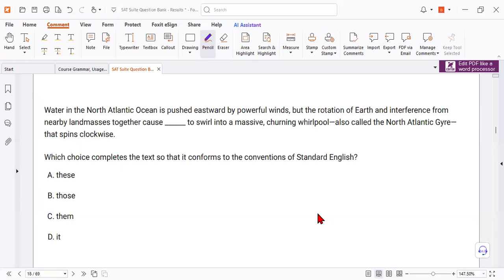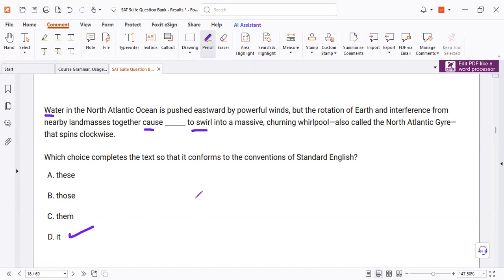No, these two swirl into a mass. It must be letter D. So letter D, correct. Remember, it refers to the word water, because the water is warm, as you know. So it refers to the word water, so it's singular.